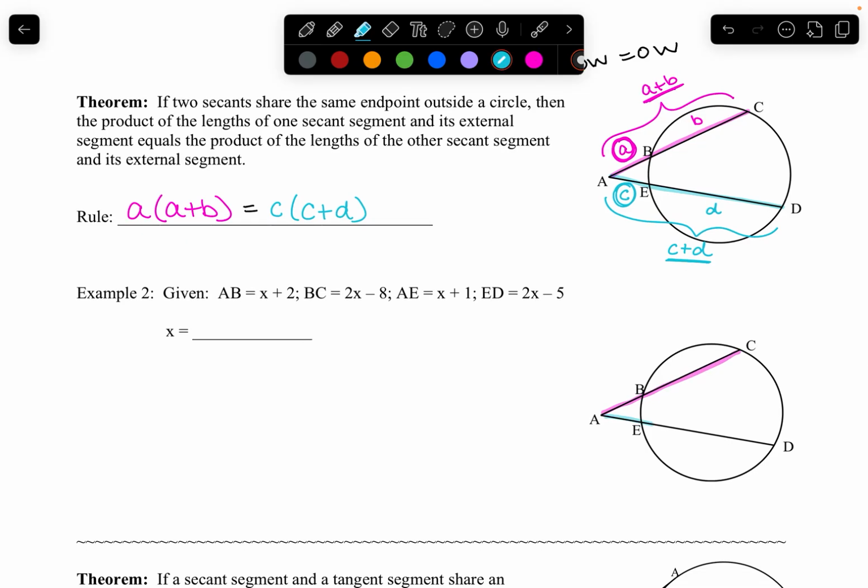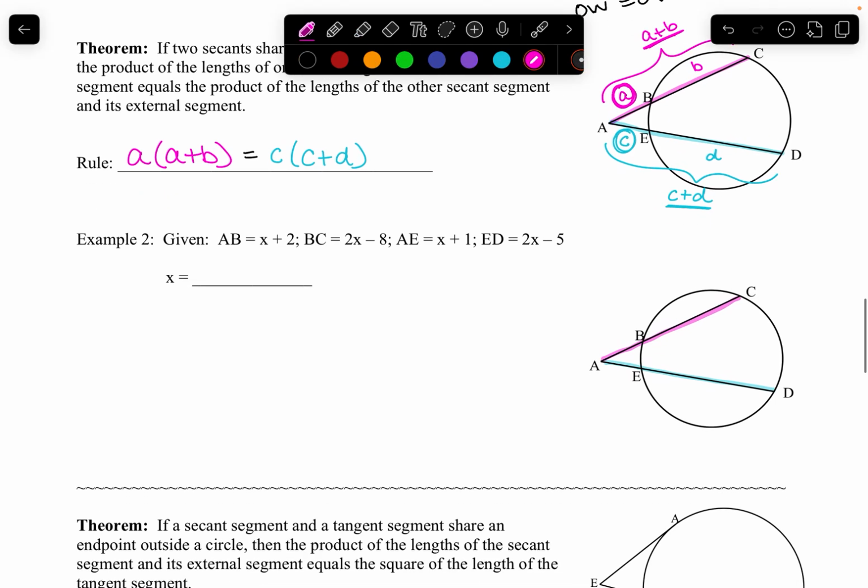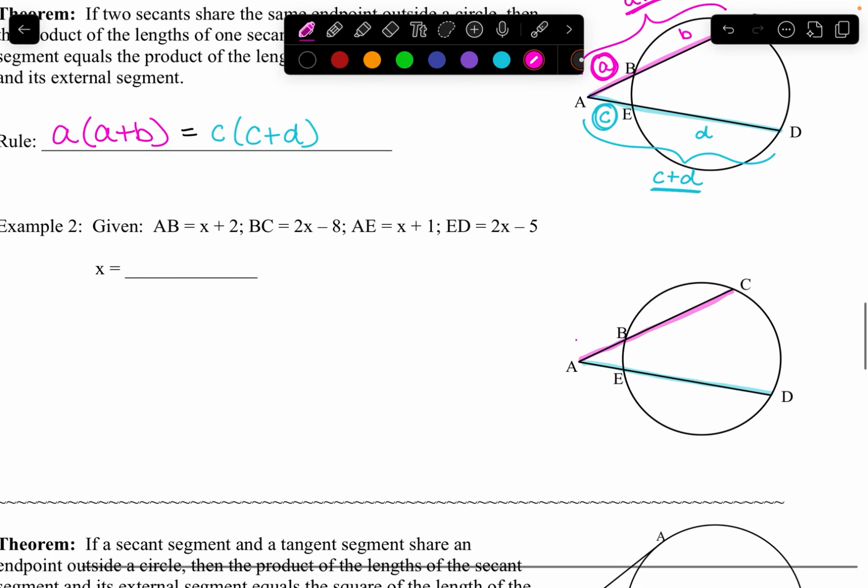There's that. There's that. Okay, now I'm going to label. What was I given? AB. AB is x plus 2. X plus 2. Circle it. Circle it. BC is 2x minus 8. Now, we need to add those two segments together. So x plus 2x is 3x, and then positive 2 minus 8 is negative 6.